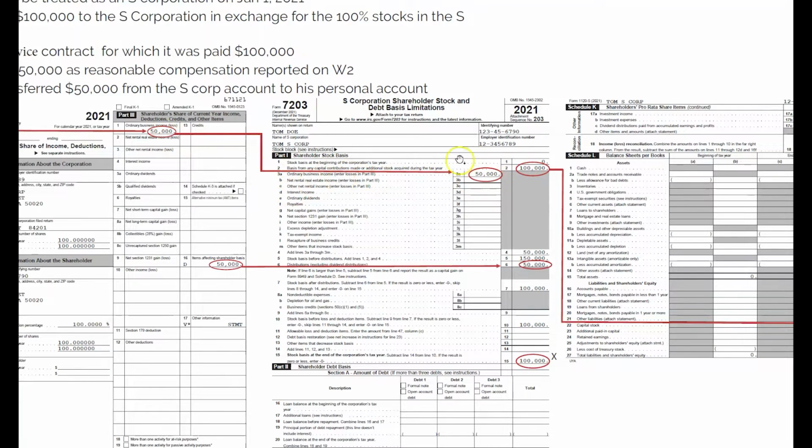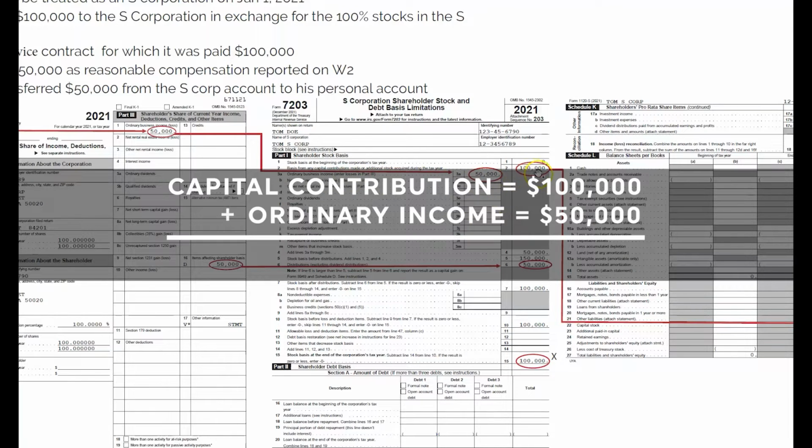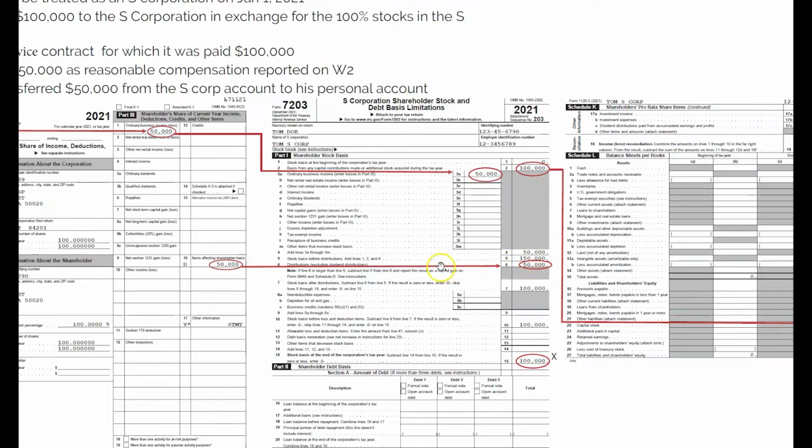Now, remember we told you that you also need to know your basis. So we're building up your basis. You know that we started with 100,000, which is your capital contribution. And then now we have 50,000, which is ordinary business income on line 3A. When you add 100,000 plus 50,000, it becomes 150,000. So far, Tom's basis is actually 150,000 here, as you can see. So we're building up the basis.